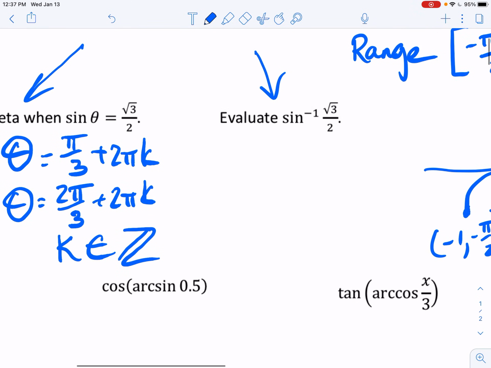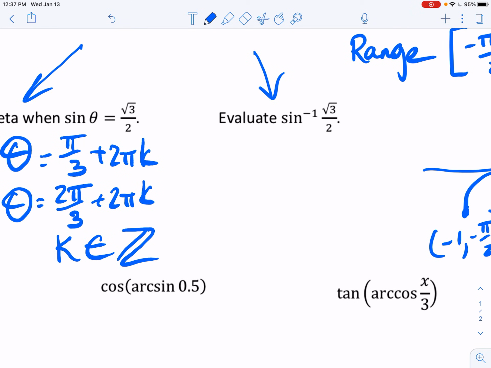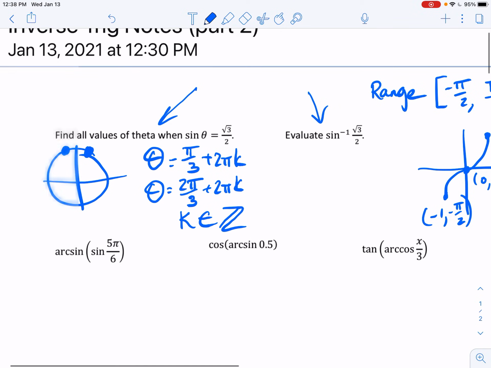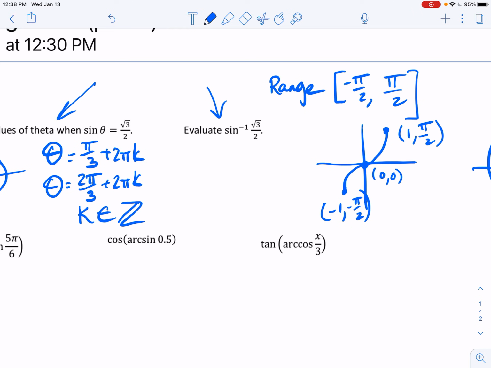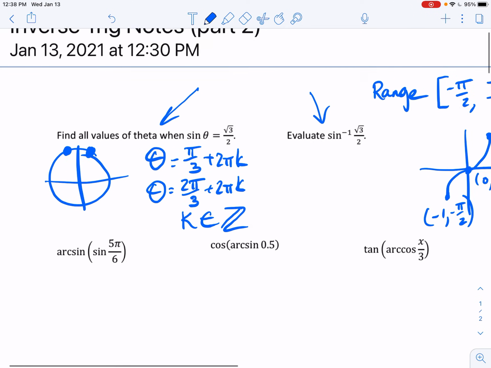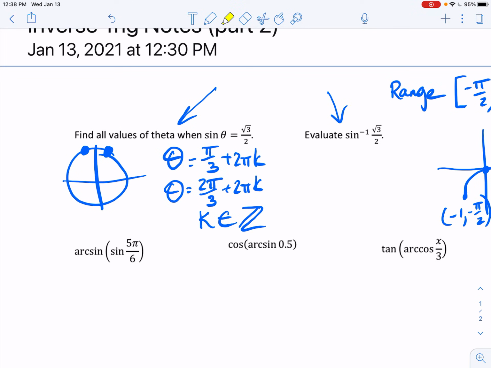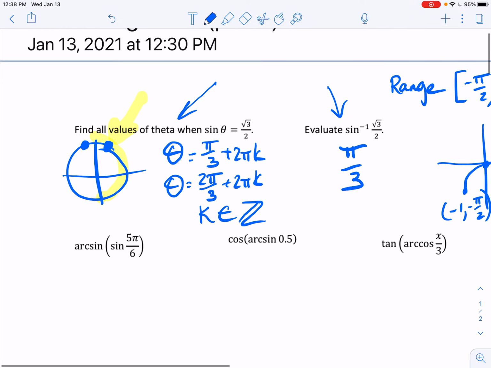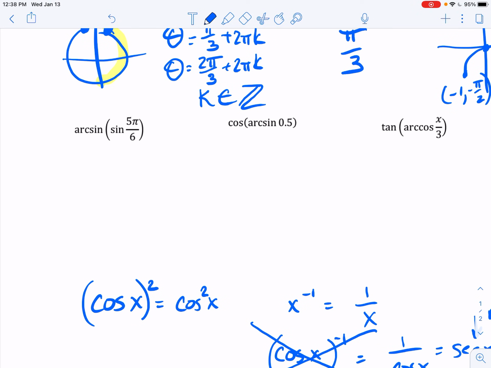However, for this one right here, the answer that you can give is, let me try that again. You only get one answer, and that answer is the one that's in that range from negative pi over 2 to pi over 2. So when you think about the unit circle, we're looking, okay, what did I get? Well, I hit it right here, which means that the only answer to this is pi over 3, and we're done.